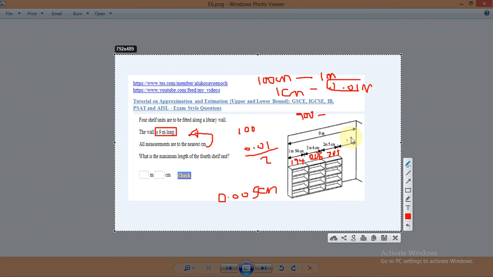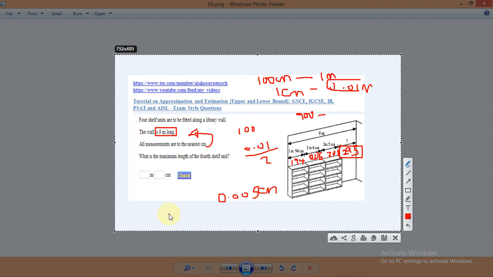Let me just go ahead and sum that. 194 plus 206 plus 205 gives me 605. So 900 minus 605 is 295. So the remaining part here is 295. Now everything here is in centimeters, so that's a good one. What is the maximum length of the fourth shelf? Oh, of the fourth shelf, thank God. My time is fast, man. For this 295, which is in centimeters, just take away and add.